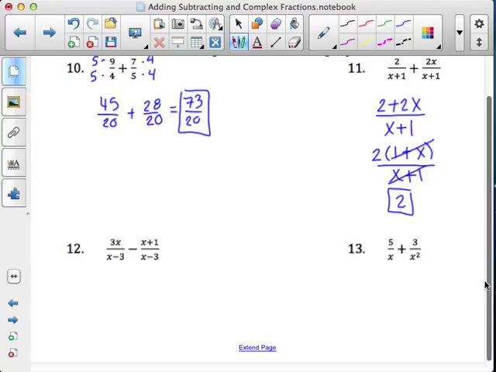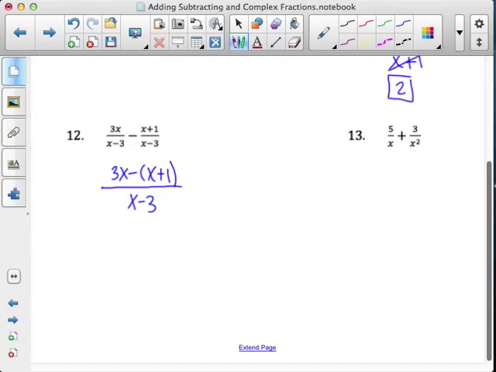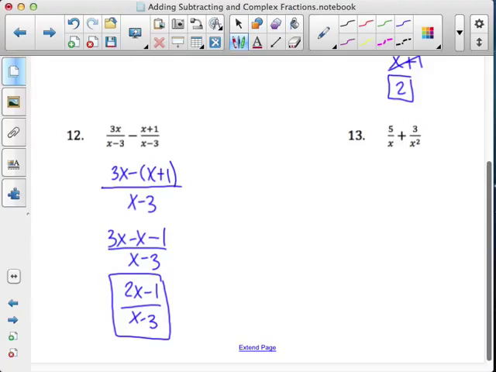Number 12. And keep in mind you can pause the video and work them out and then hit play and see the answers, but I'm just going to keep going. So here again we have a common denominator. 3x minus, and notice I'm subtracting this whole quantity, so I'm going to have to distribute my negative sign in. So I already had the common denominator, so it stays the same. Now this becomes 3x minus 1 over x minus 3. 3x minus x is 2x over x minus 3. Can't factor anymore and cancel anything, so that's it.